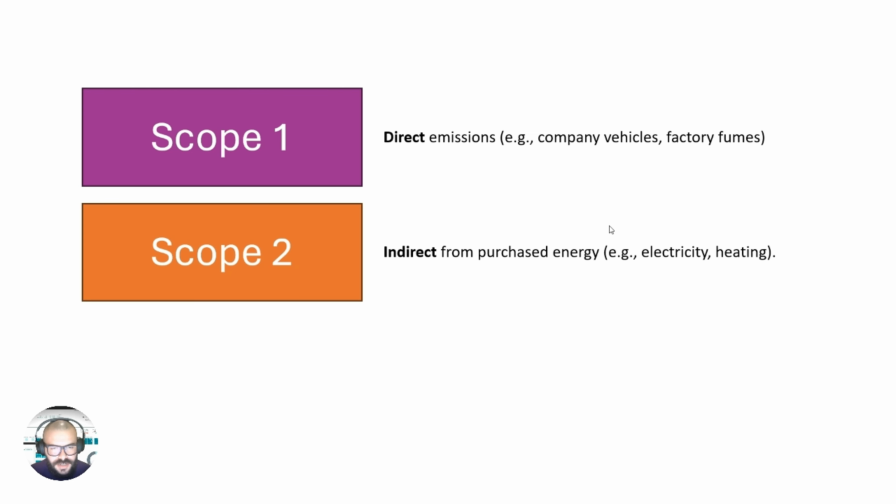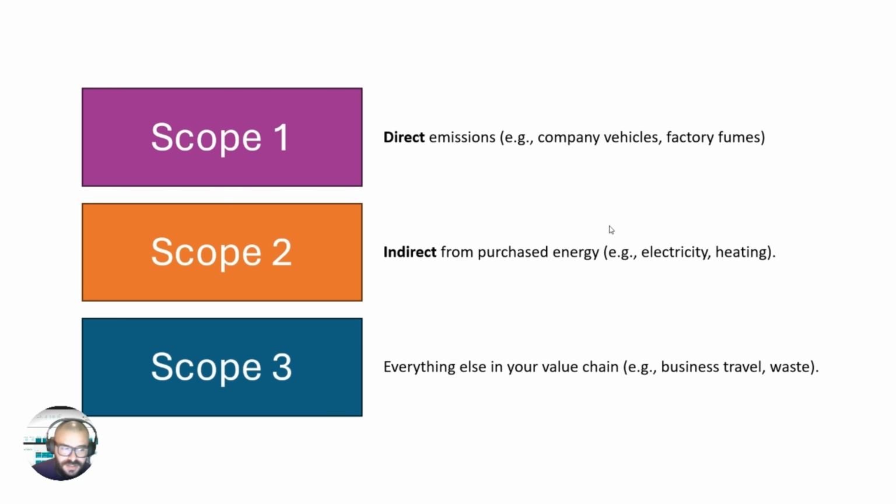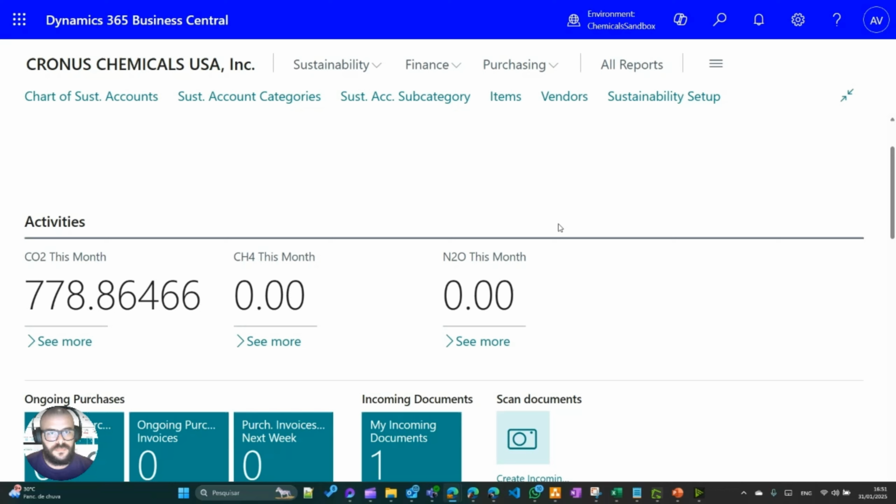And scope number three, in this case, is everything else that you have in your company process. Even, for example, a simple business trip, or when you have some waste in your production process. So let's start understanding those three different scopes. That's very important for what we are going to see in Dynamics 365 Business Central. Okay, so now let's go to BC.